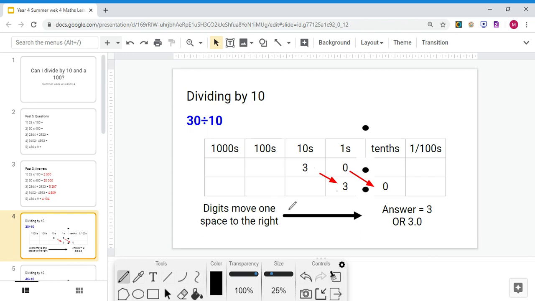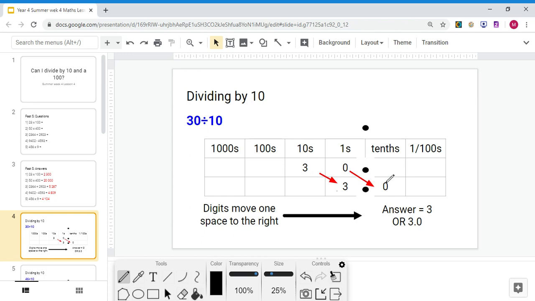You can see over here that digits move one space to the right this time, so they're moving in the direction of the arrow. In this case, we have 30 divided by 10. The 3 starts off in the tens column and the 0 placeholder is in the ones column. They only move one space to the right. The 3 goes into the ones and the 0 goes into the tens.